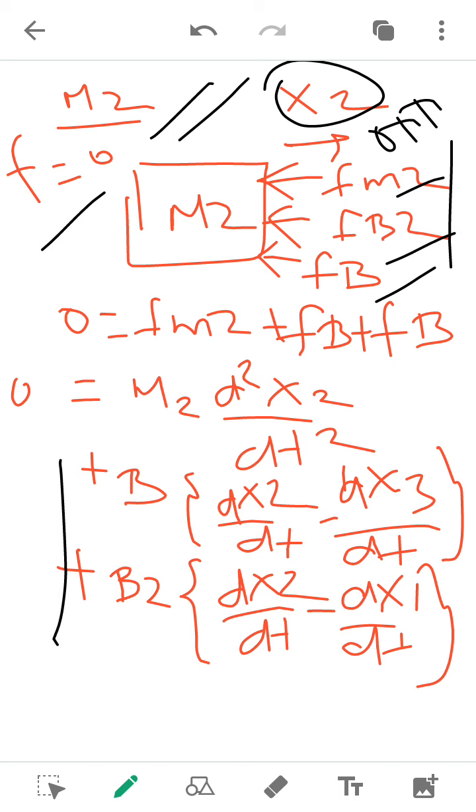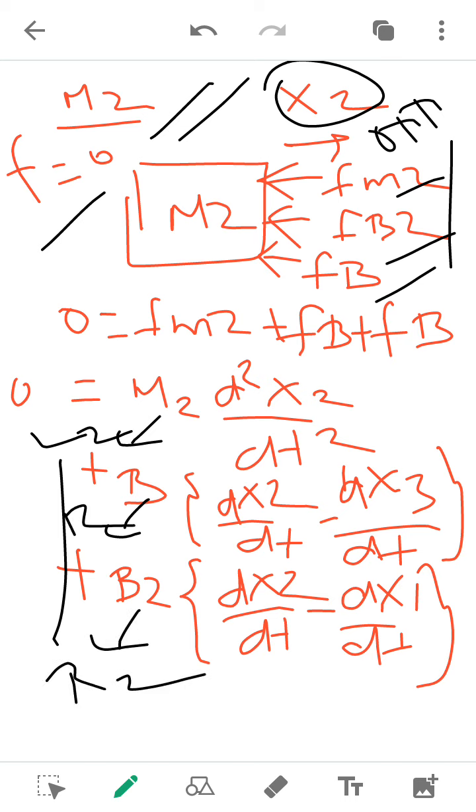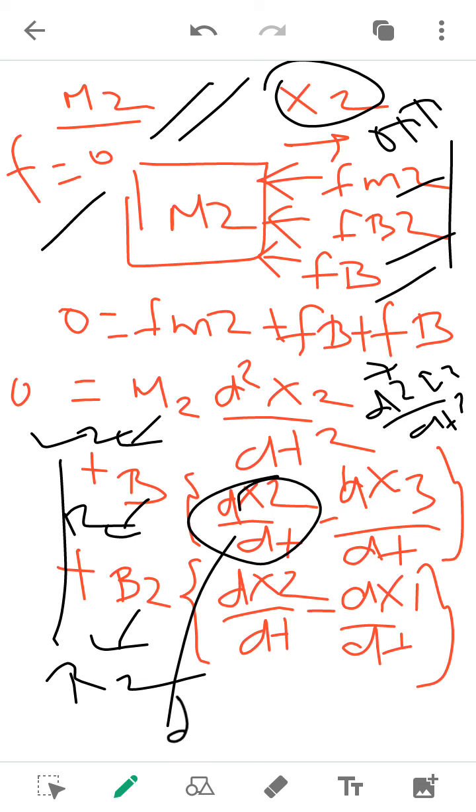Again, we need to apply the equivalence. M2 should be made equivalent to L2, B2 to R2, B to R. d squared x will become d squared q2 by dt squared, then this will become dq2 by dt, this will become dq3 by dt, and this will be dq2, dq1, and so on.